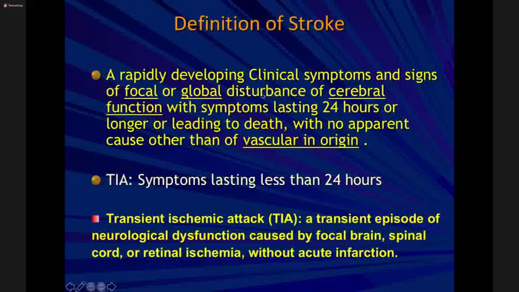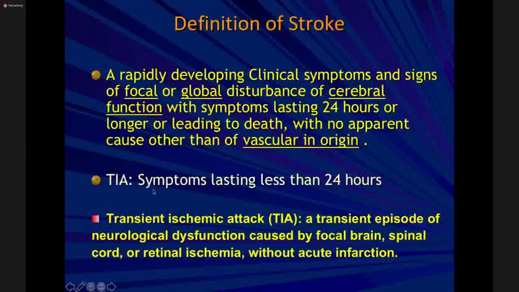So stroke is an infarction, a pathology, a cerebral injury that is caused either by an occlusion of a blood vessel or by rupture of a blood vessel, and in either case it is vascular in origin and there is focal or global disturbance of cerebral function secondary to an insult to cerebral cells.